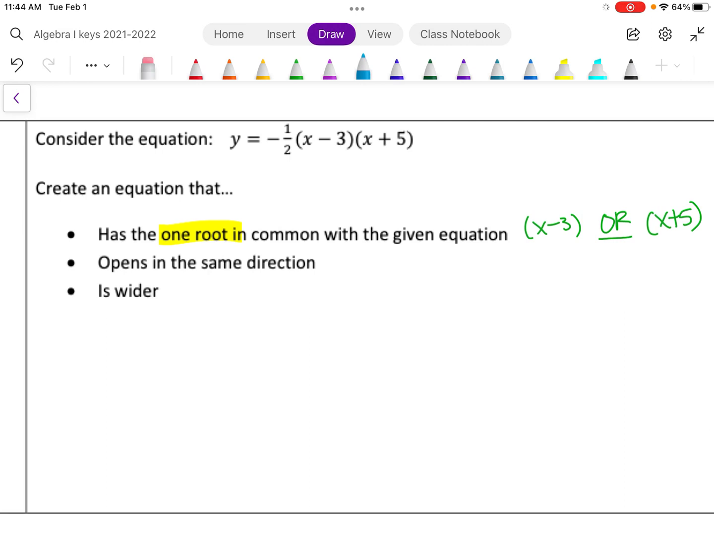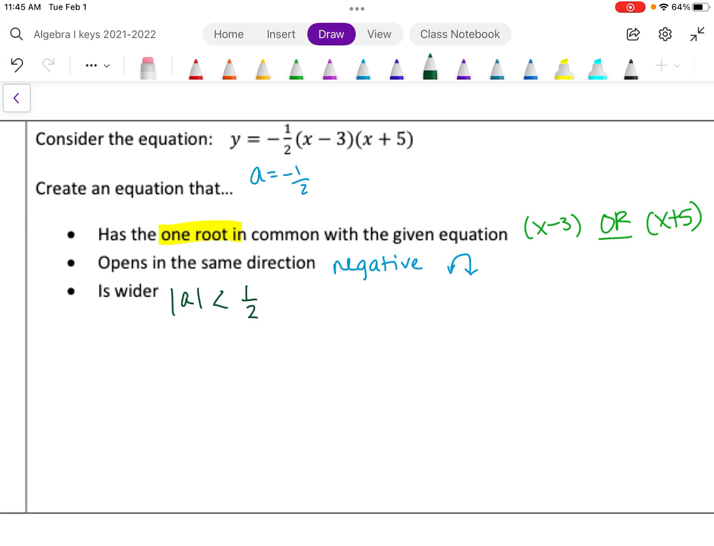Well, then we want it to open in the same direction. So if we look at our a value, negative half, right now it's opening down. So we're going to keep it a negative to keep it opening down. Then last but not least, we want it to be wider. Okay, well remember, in order to be wider, you need a smaller a value, right? The smaller the a value is, the wider it's going to be because it's growing really slowly. The bigger the a value is, the narrower it's going to be because it's growing really fast. So we want our a to be less than a half.